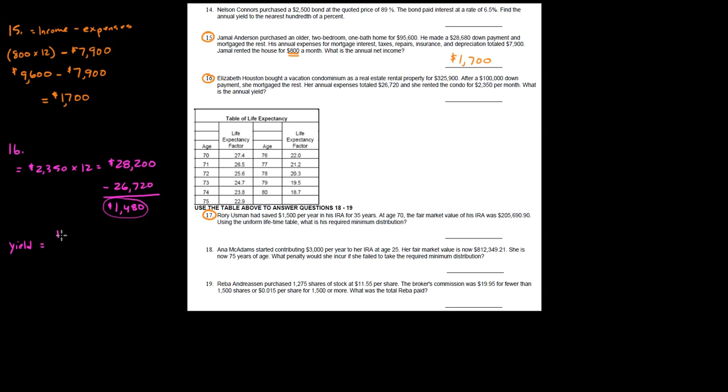So the income is $1,480, and the amount of the original investment was $100,000, which gives me 0.0148 or 1.48%.